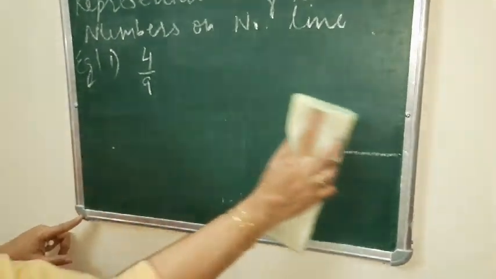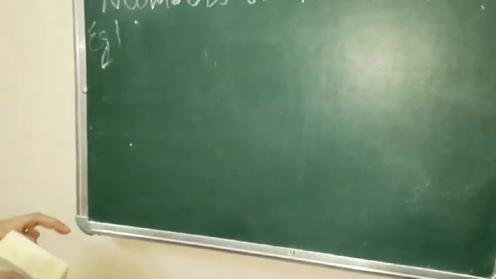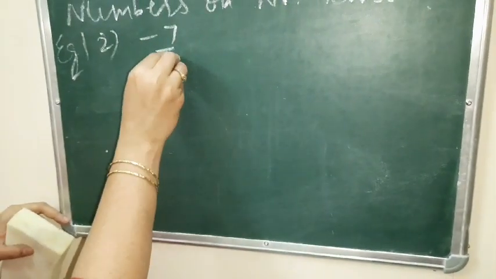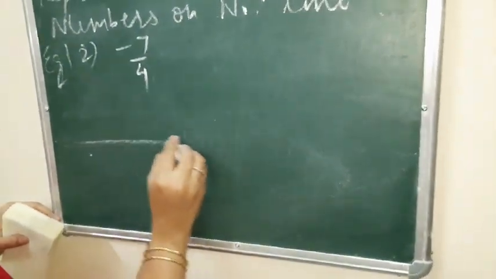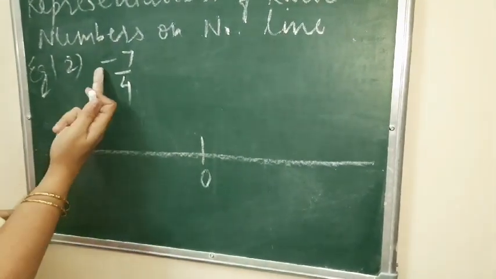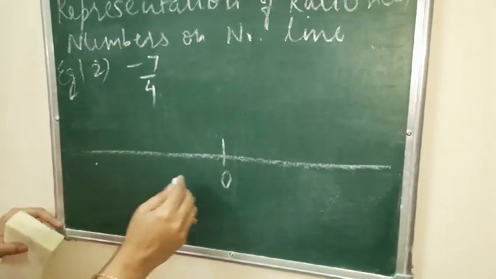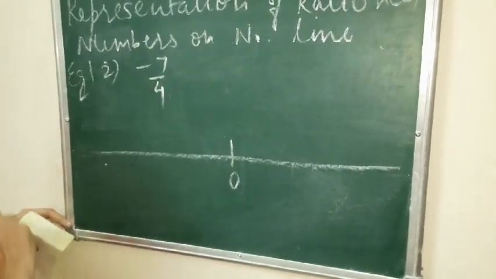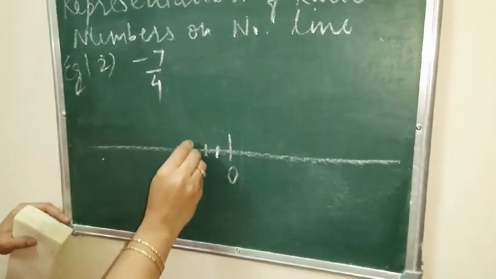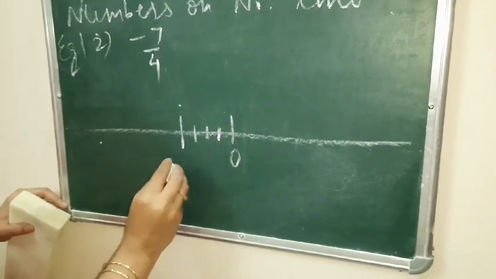Moving on to the second part. Second part of your example is you have to represent minus 7 by 4. Now for this, again, mark a line first, with 0 in between. Now as your number is negative, you will move to the left side. Now your denominator is 4. That means we will take 4 small divisions, 1, 2, 3 and 4. So this will be your minus 1.